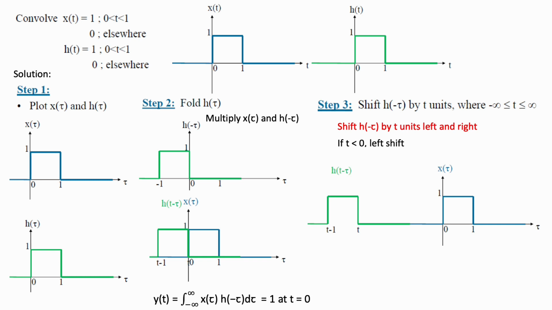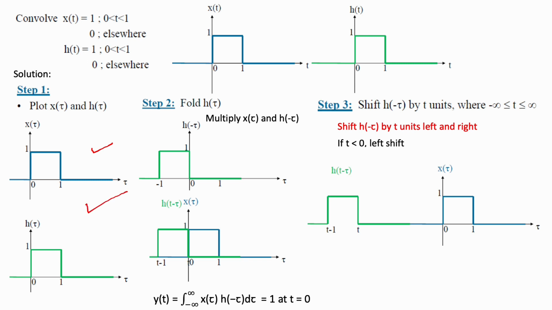h of t, the amplitude is 1, t lies between 0 and 1. Okay, so the same concept. The first step: plot x of tau and h of tau. Here the t is replaced by tau. So the first step is over.